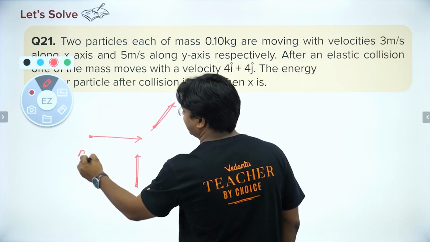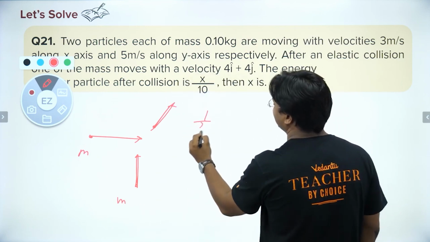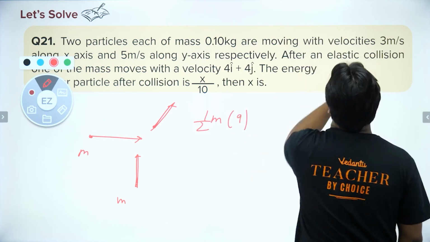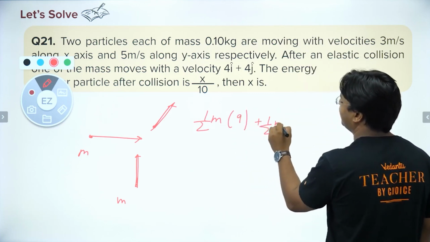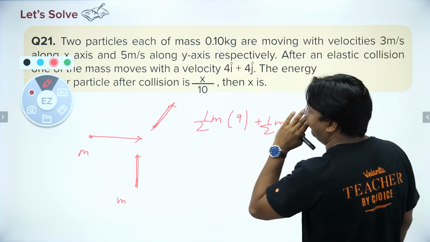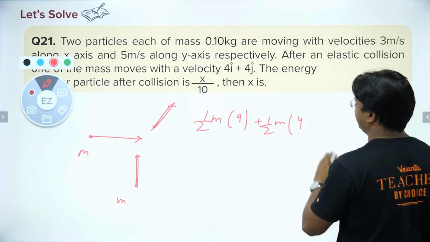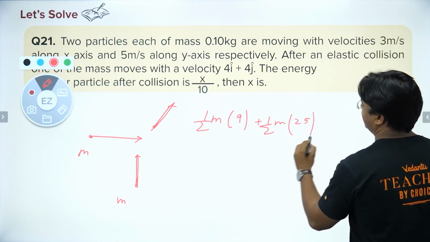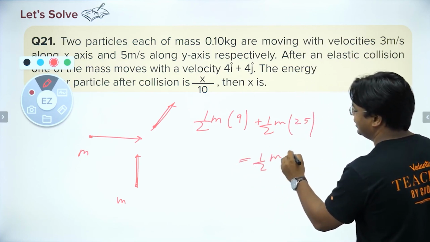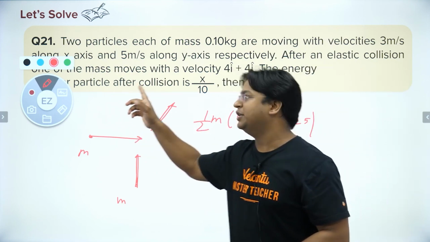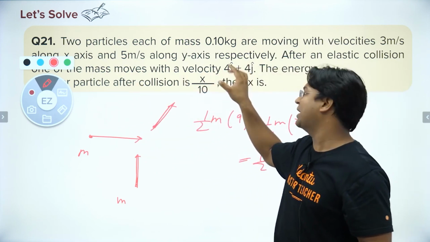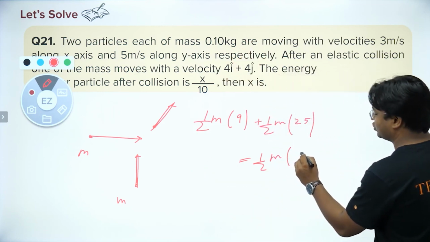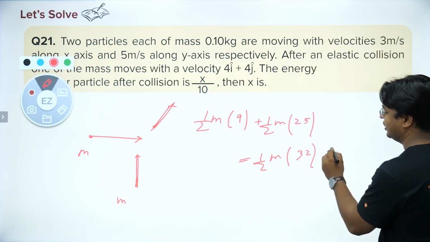So this has a mass m, this has a mass m. So initial kinetic energy was half m into speed square. So that is 3 square, which is 9. Then half m into 5 square. 5 square will become 25. Okay, this is equal to half m. One of the particles is moving with a velocity of 4 i cap plus 4 j cap. Now what is the speed of this particle? It's 4 root 2. So square of 4 root 2 will become 16 into 2, that's 32, plus kinetic energy.